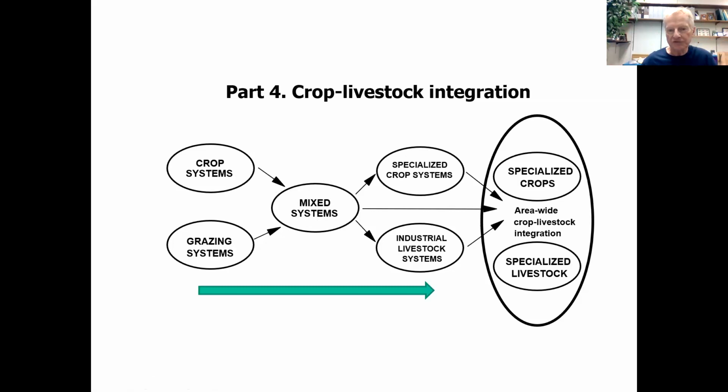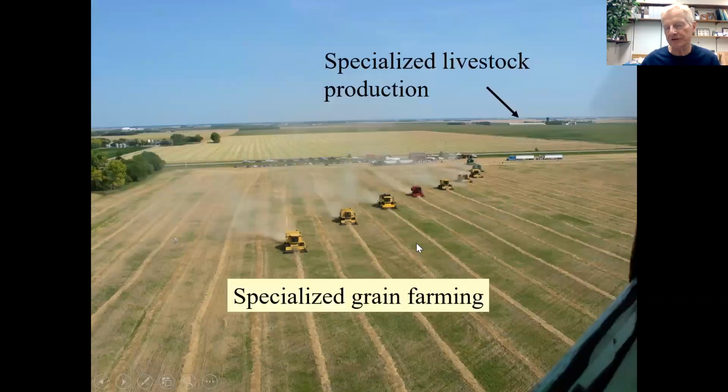But time marches on, and with especially the development of Haber-Bosch nitrogen fertilizer, the system was uncoupled again, and farmers were able to focus on grains and fertilize the soil with nitrogen fertilizer, and you had a separation of the crop livestock integration. And that's really where we find ourselves today. We have a lot of specialized grain production and a lot of specialized livestock production.